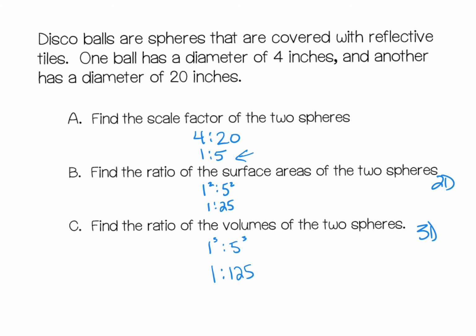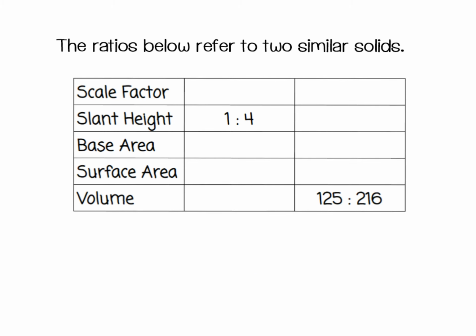Now, what your homework is going to look like is like this. Okay, so I have a bigger table. I just made 2 examples here. I'm giving you a ratio of like a slant height, and I want you to tell me the ratio of the scale factor, the base area, the surface area, and the volume. So we're going to be going backwards and forwards. Slant height is one-dimensional.